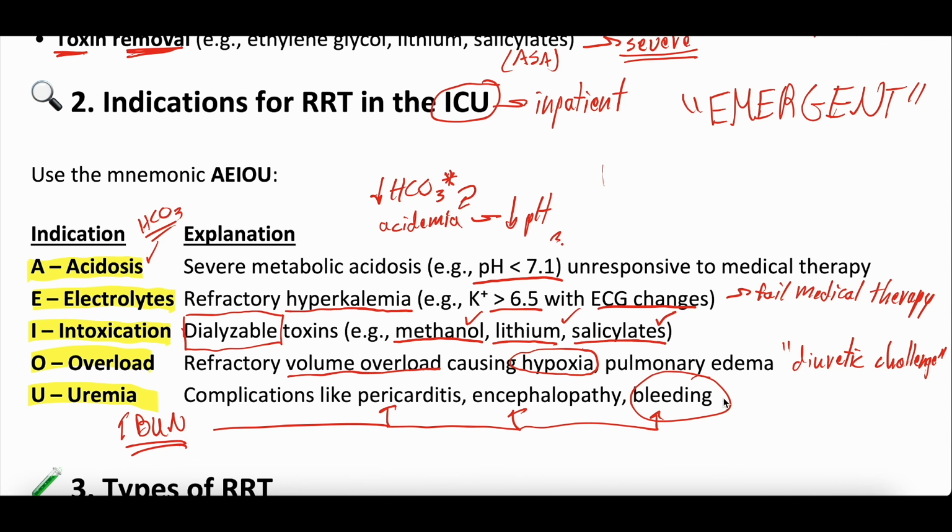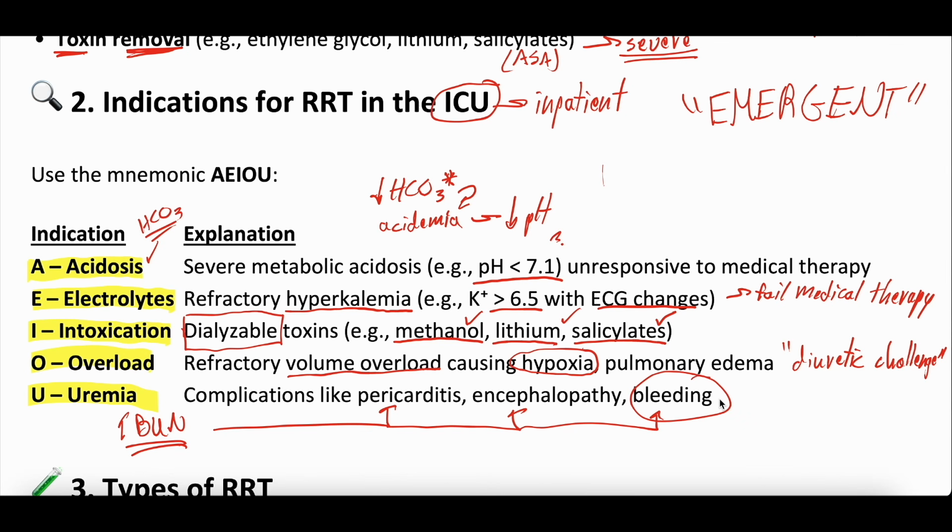So in the AEIOU strategy, the mnemonic for emergent indications for renal replacement therapy, the A, as we said, is acidosis, severe metabolic acidemia, pH less than 7.1, unresponsive to medical therapy is a consideration. E stands for electrolyte derangements, particularly refractory hyperkalemia. Some may suggest a K above 6.5 with EKG changes refractory to medical therapy, but that's not a firm rule.